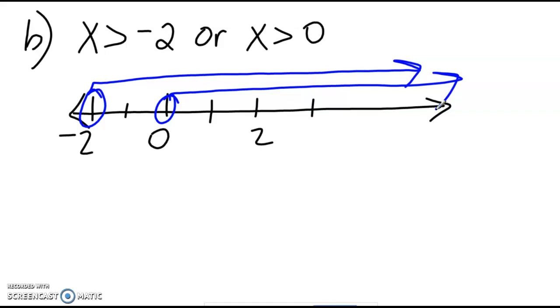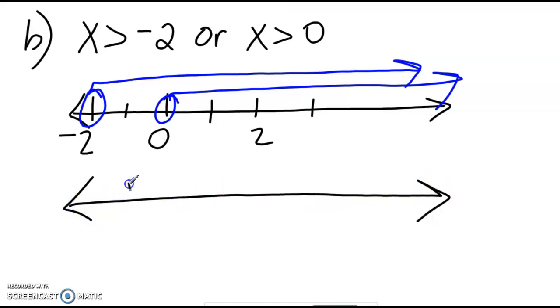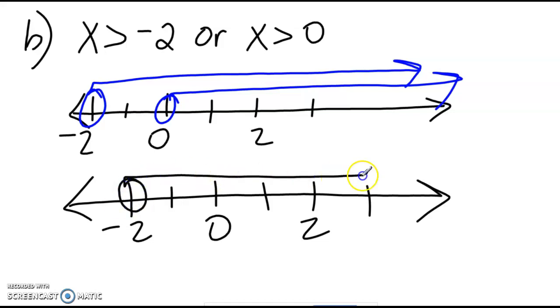Okay, so since they're both going to the right, what's our farthest left point where there is a solution? Farthest left point would be at negative 2. So our final graph to show both of those put together would be from negative 2 to infinity. And then we would want to rewrite our answer as not just x greater than negative 2 or x greater than 0. We're just going to say x greater than negative 2.